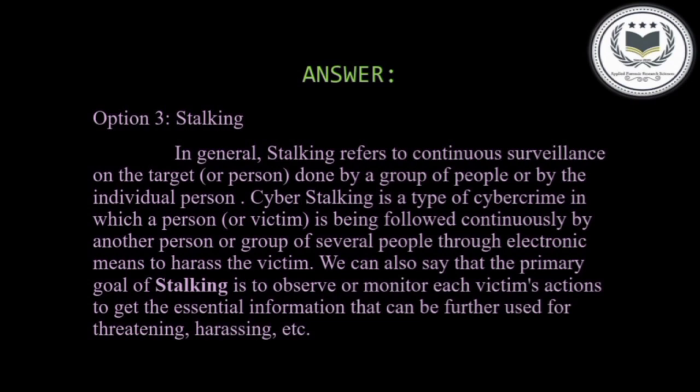We can also say that the goal of stalking is to observe or monitor each victim's actions and to get the essential information about the victim for further use, such as threatening the victim or harassing the victim.